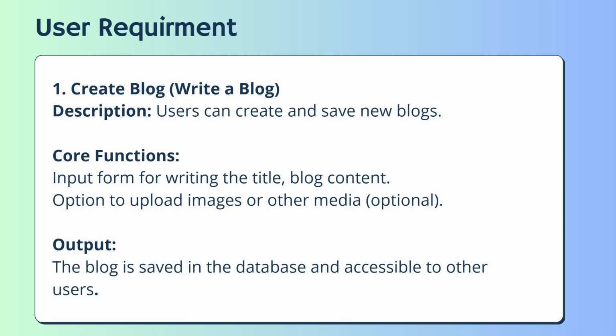User requirement number 1: create a blog, or write a blog. Description: users can create and save new blogs. Core functions: an input form for writing the title and blog content, and an option to upload images or other media, which is optional. Output: the blog is saved in the database and accessible to other users.